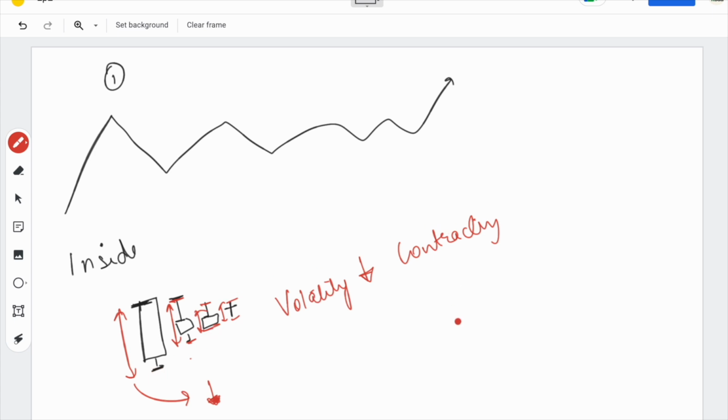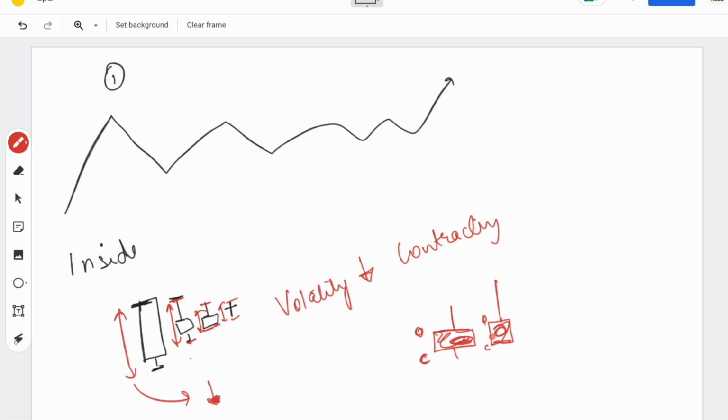There is one more way. You will see that, let's say, this is the open. This is the close of a candle, right? Then you will see that another candle happens which closes like this.